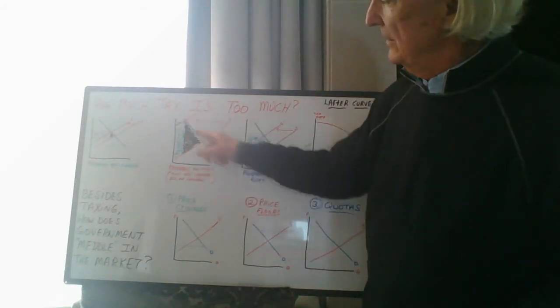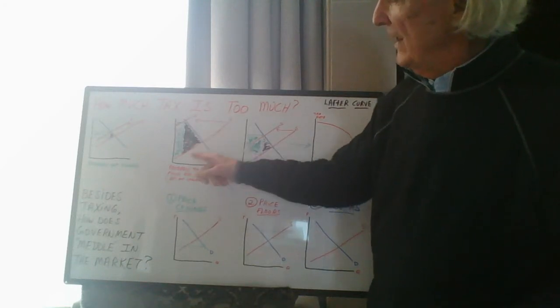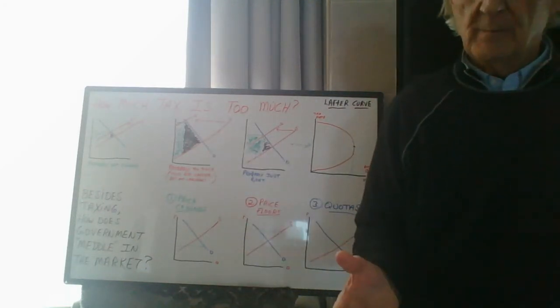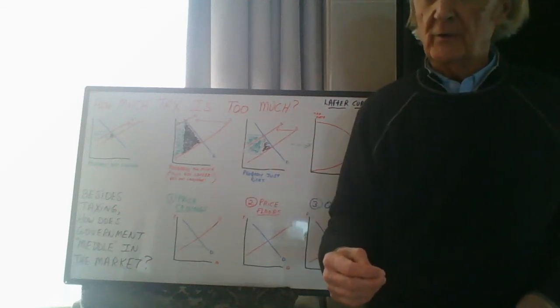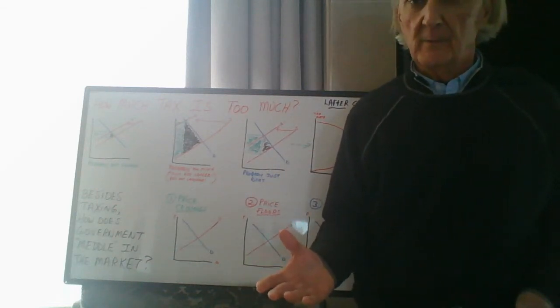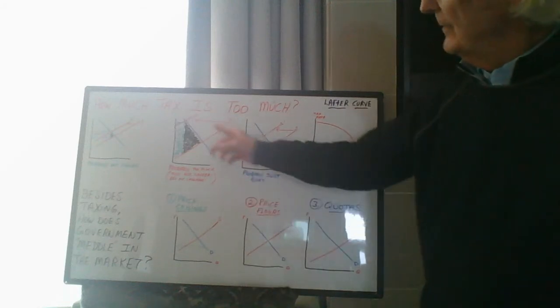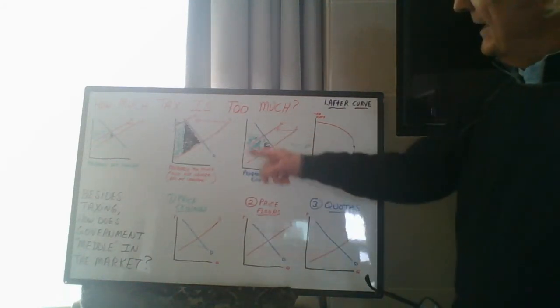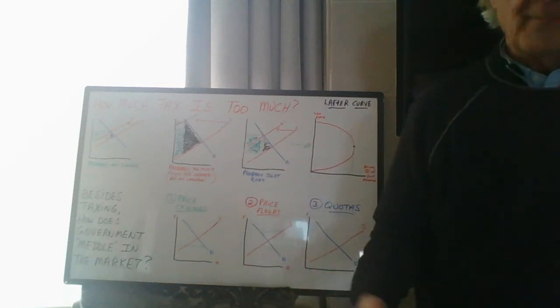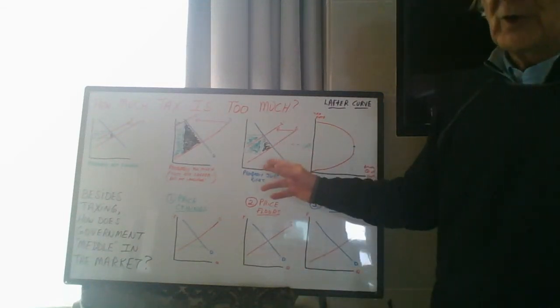Now if we go to this extreme, this is way too much. Look at that black wedge, dead weight loss, a killer. It can kill an industry. Overtax an industry, and you can kill it. So in this case, that's too much. Here's kind of like the Goldilocks version, where it's just right.